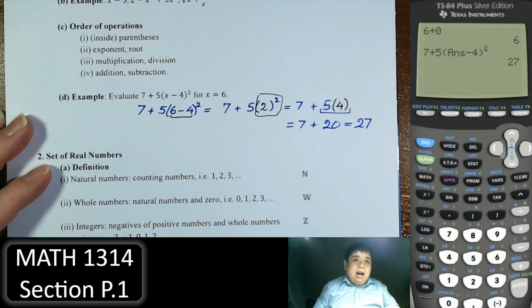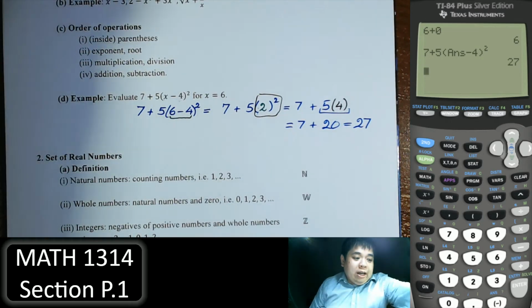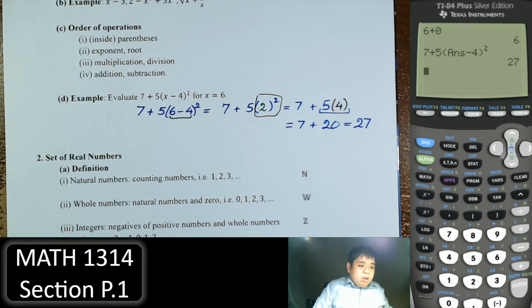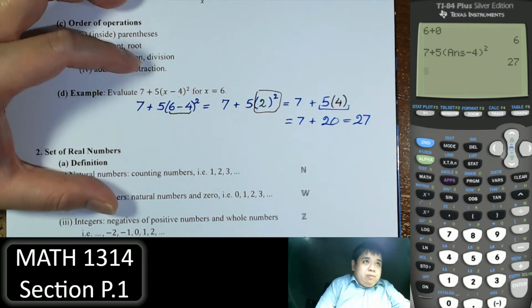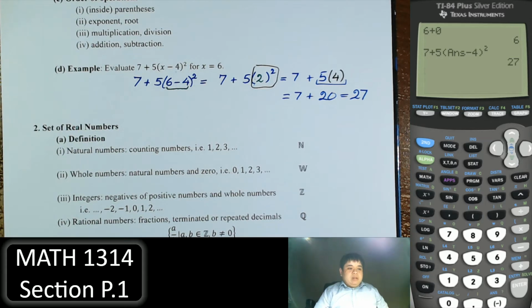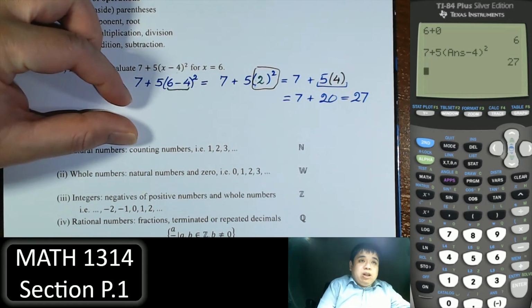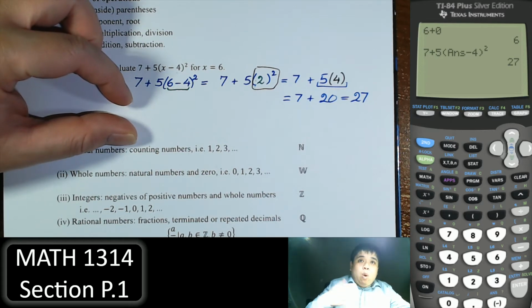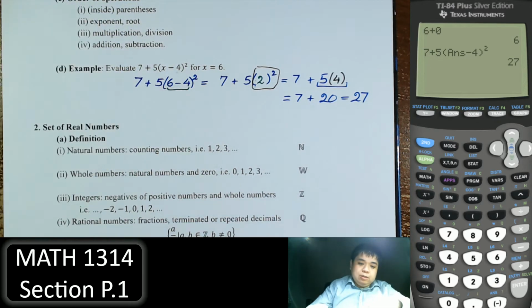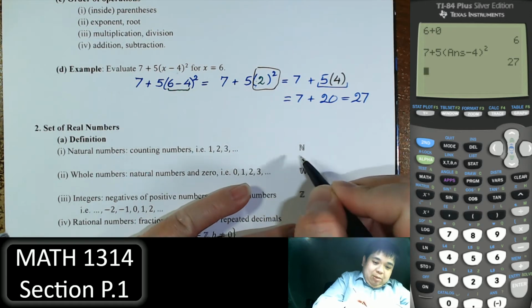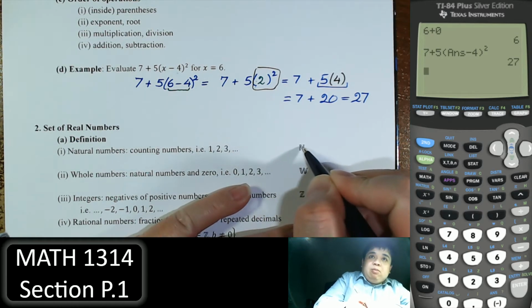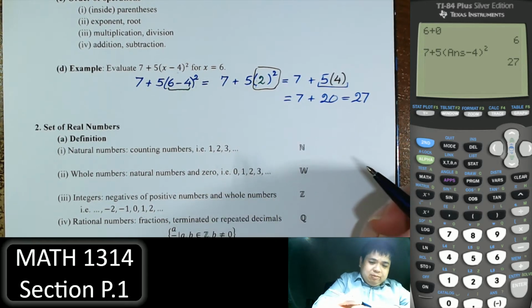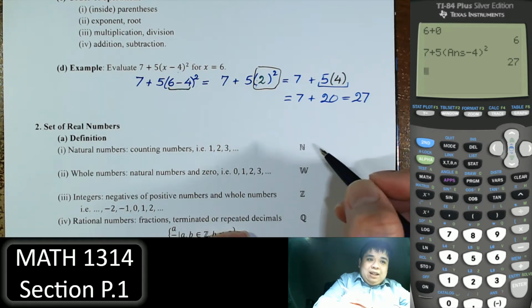Right. The next part is important. We need to know the set of real numbers. So real numbers, first the natural numbers is the counting numbers, 1, 2, 3, 4, 5, and so on. And the symbol for that looks like the letter N. It's called the N, the double-struck N.